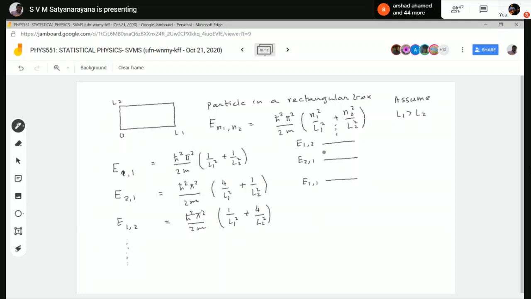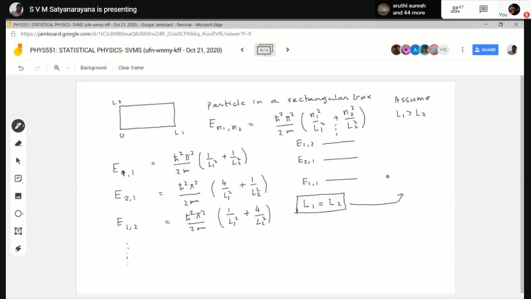Okay, so now what happens? Suppose we do something to the system, or we choose another system where we have a symmetry, in the sense I don't have a rectangular box, but let's say I have a square box. That means L1 is equal to L2. This is symmetric, because what is the symmetry? Suppose you call this x and this y, x going to y, there is no change in the system's Hamiltonian. So if L1 is equal to L2, then what happens for this particular case?